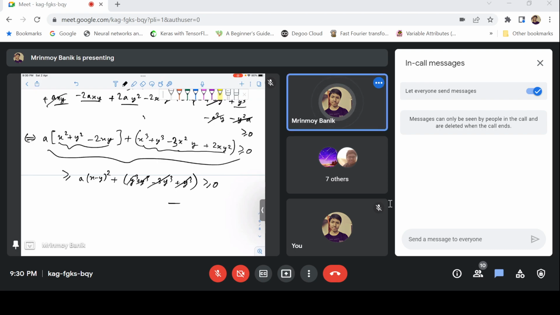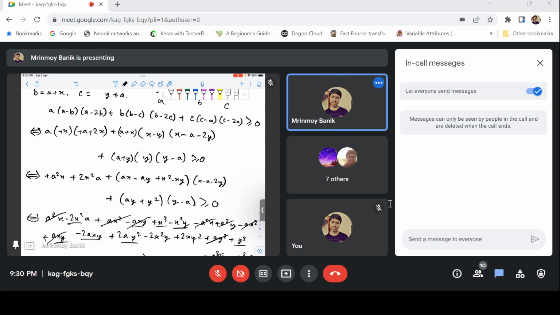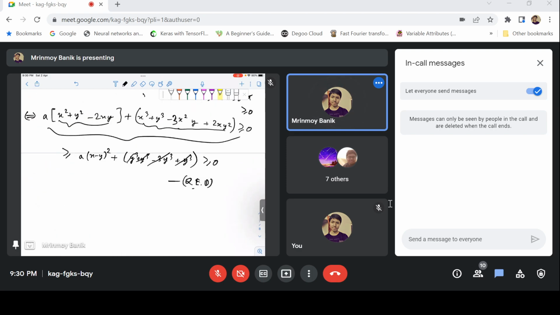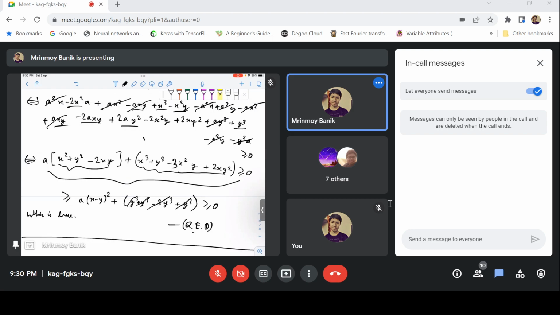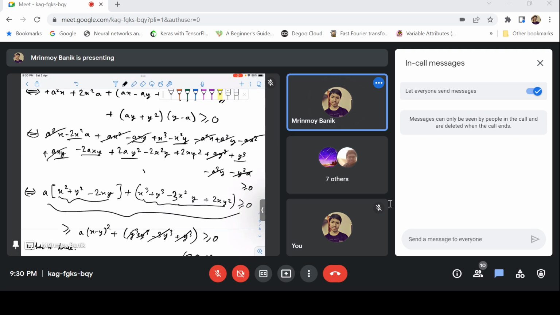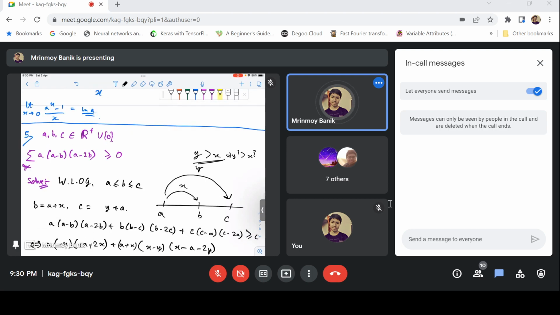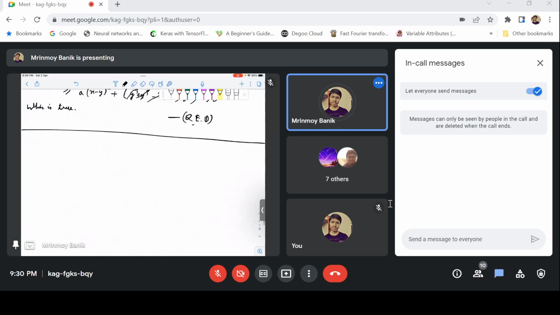Yeah, so that proves this inequality, which is true. Okay. So three more problems left, to be quick.